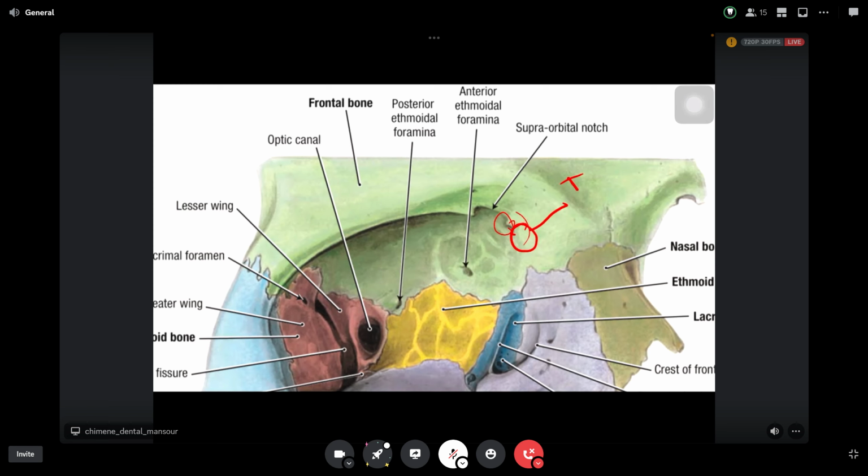Okay, what else, my dear friends? I've told you about the uncinate process, the middle nasal concha, the inferior nasal concha, the maxillary sinus, the cribriform plate. I think that's it for the nasal concha.